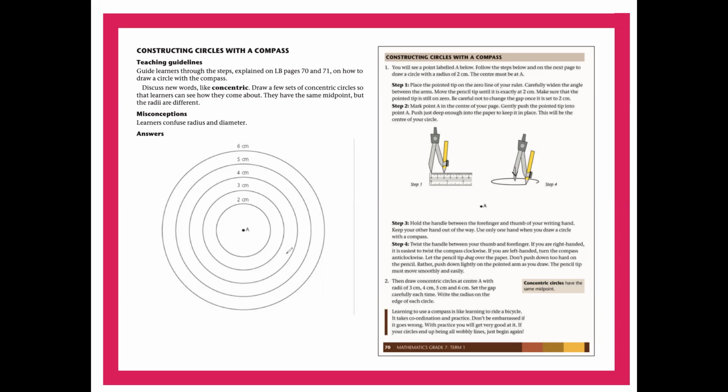Sometimes you can get overlapping circles, as you'll see here later, and it's really nice. What you have drawn is called concentric circles. Concentric circles all have the same midpoint. You see, all these circles, 2, 3, 4, 5, 6, share the midpoint of A.